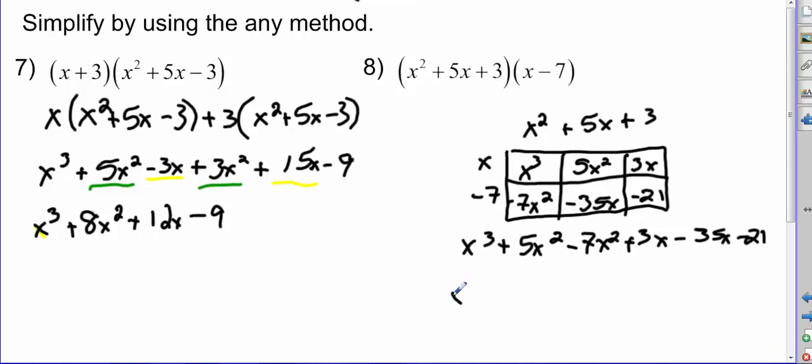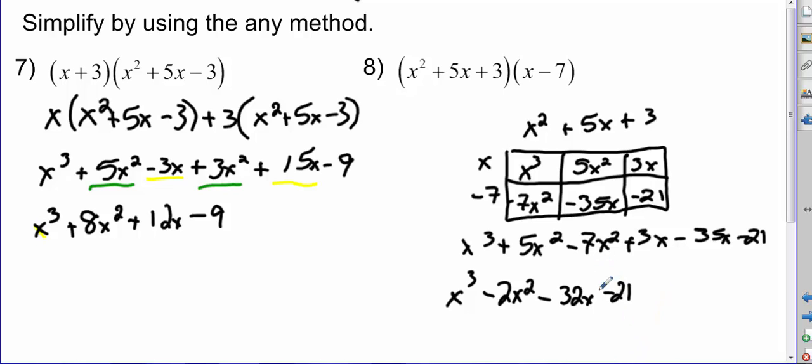Combining like terms, we're going to get x to the third. Oh, that's not going to be positive. That's going to be negative. Somebody stop me. All right. Negative 2x squared. When we combine like terms here, we're also going to get a negative 32x and a negative 21 there.